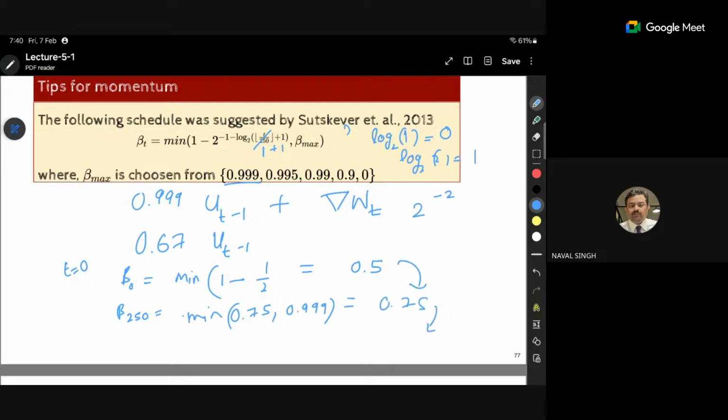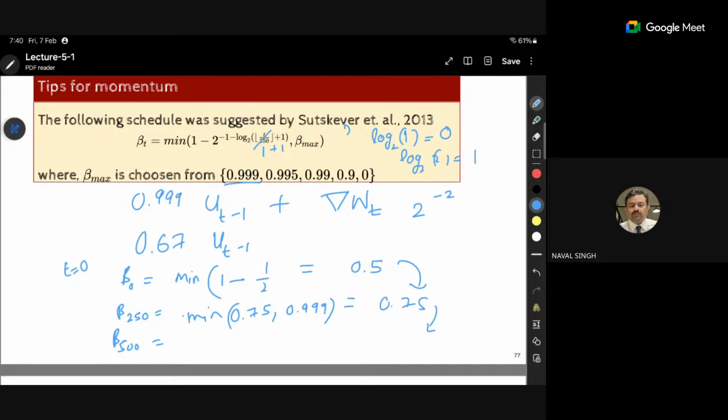Again, you can take it at maybe 250 into 2, let's say 500, right? So t equal to 500 you can do, and you'll get some value. It will increase, and finally it will reach 0.9, or it will go above that, and that's where this minimum value will become this. So you don't want to go above 0.999.